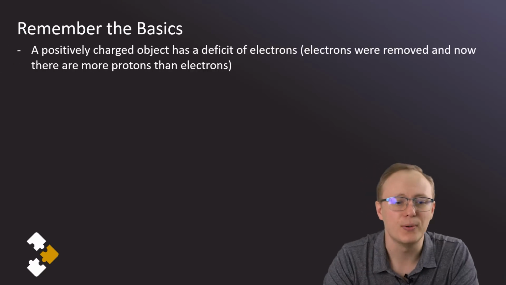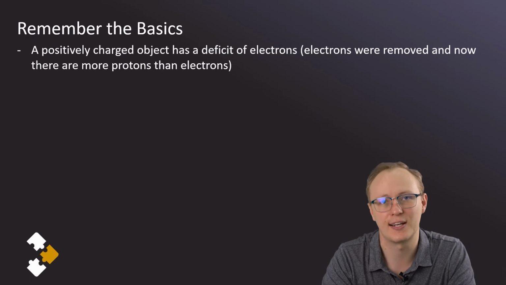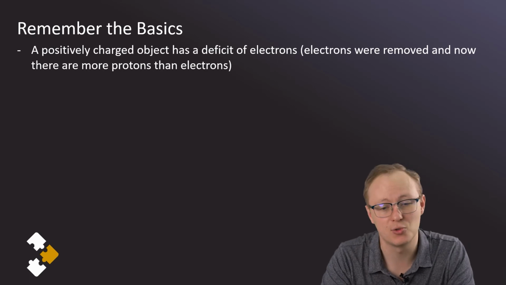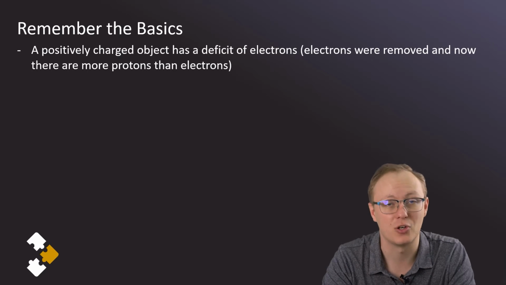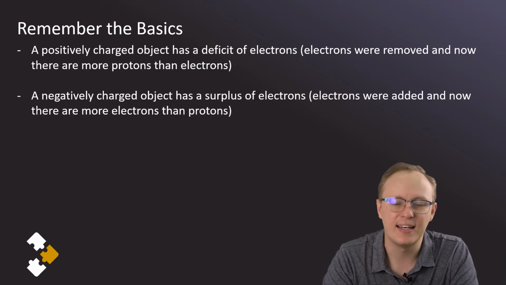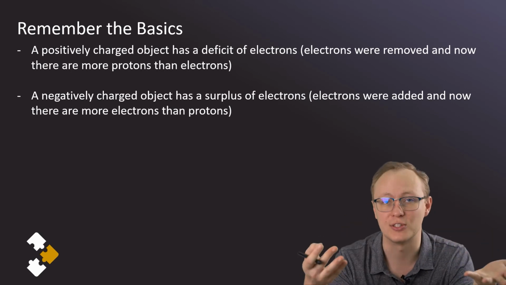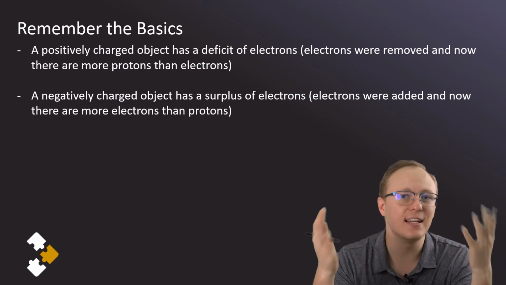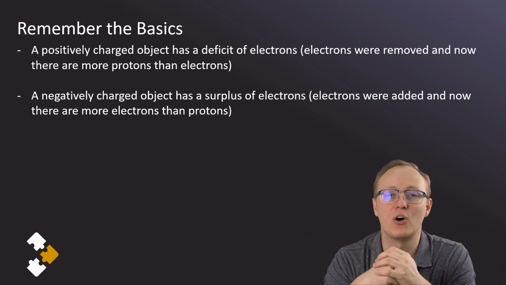Okay, so a positively charged object has a deficit of electrons. In other words, some electrons were lost and now there are more protons than there are electrons on that object. And a negatively charged object is going to have a surplus of electrons. So that object gained electrons from somewhere, such that there are now more electrons than there are protons.